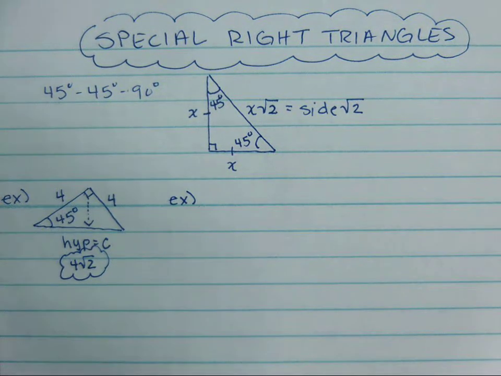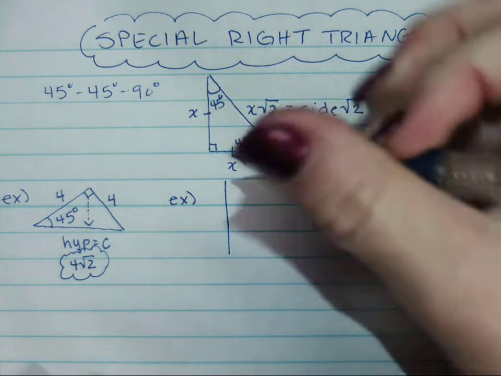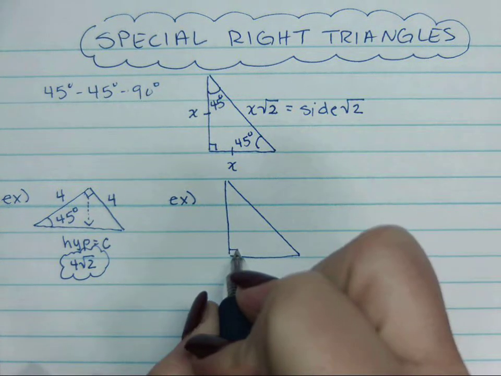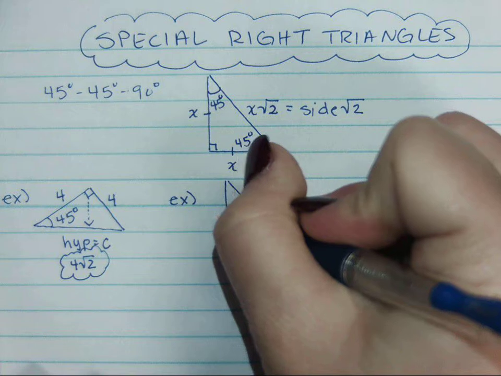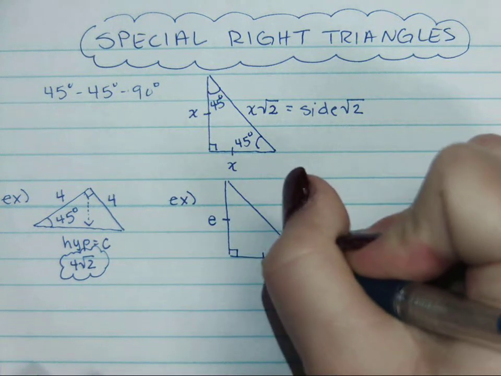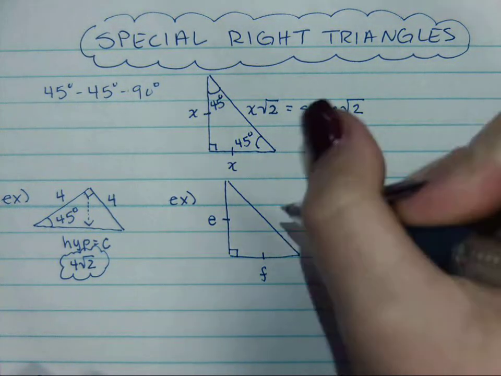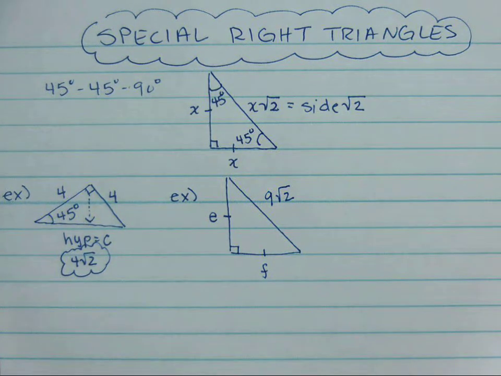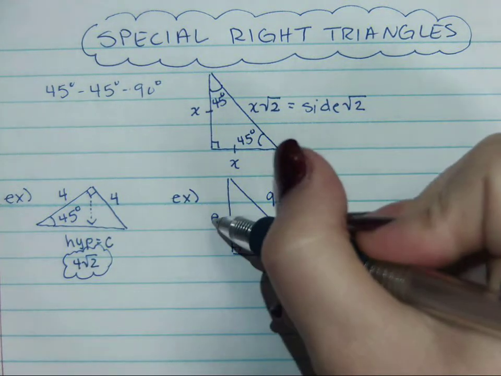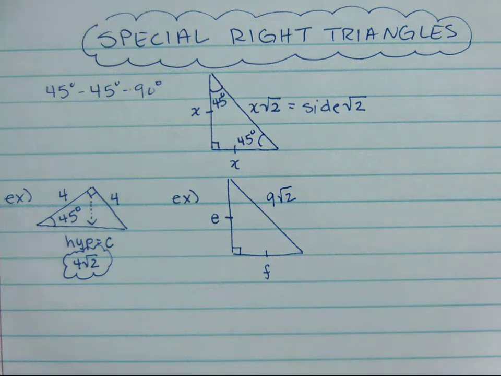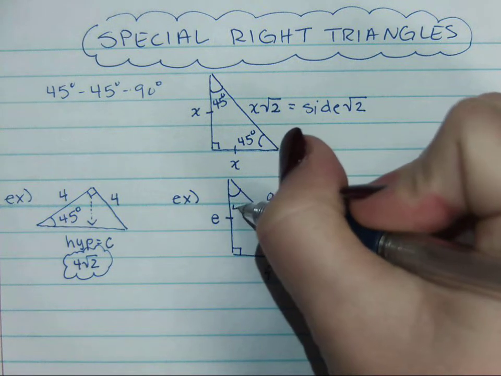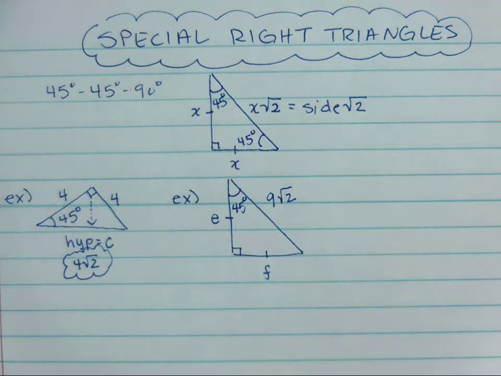So let's look at another one. Again, what if I don't label both of the sides? I label a side and a hypotenuse. So let's label this right here. I'm going to call this letter E and this side letter F, and I'm going to label the hypotenuse as 9 root 2. So again, let's look at the characteristics. I labeled both of these sides E and F, and that's fine. We can call them XY, EF, but I'm also going to say this is also a 45-degree angle.